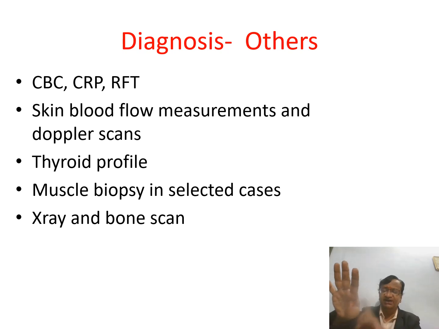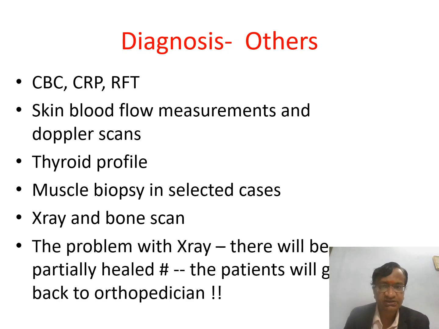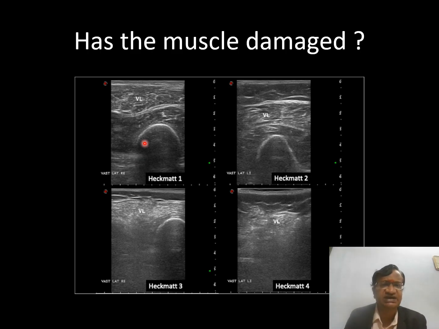But the patient has developed CRPS. There will be partially healed fractures, and the patient will go back to the orthopedician. That is the major problem. As for muscle damage, ECMAT 1 is normal. ECMAT 2, there is some problem here. And in ECMAT 3 and ECMAT 4, there is complete muscle atrophy. It has come down, it has shrunk like that.